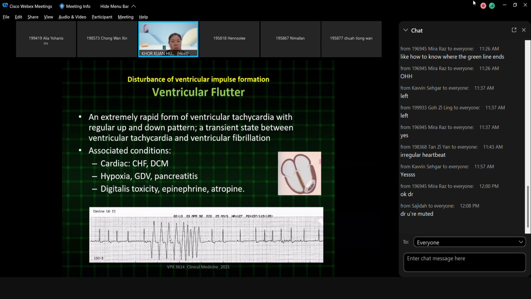So again, the differential diagnosis may not be very helpful. If it is cardiac, it can be congestive heart failure, can be DCM. If hypoxia, it can happen also, GDV, pancreatitis, maybe. If there is a digitalis toxicity, you can have this ventricular firing also, or an epinephrine or atropine injection that was given. Okay.